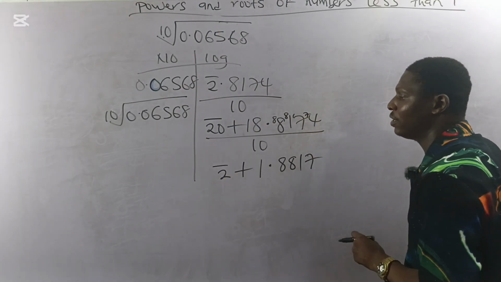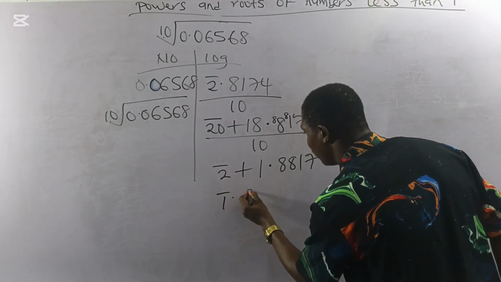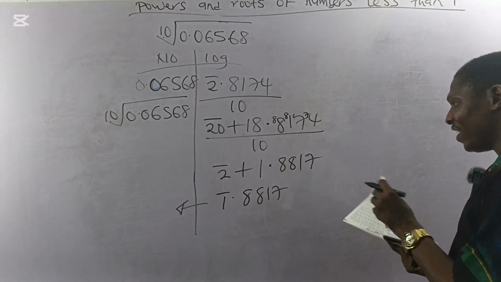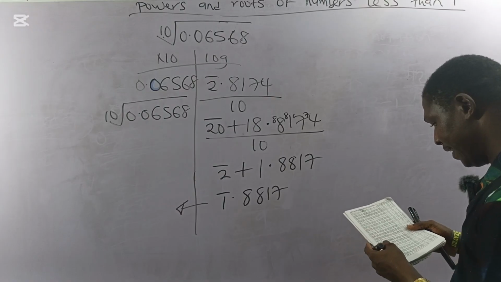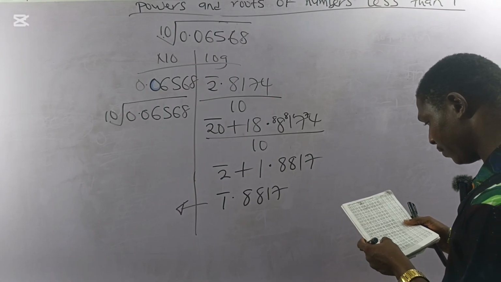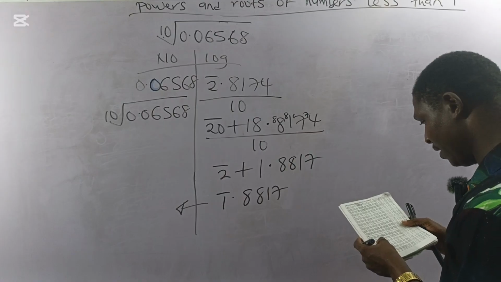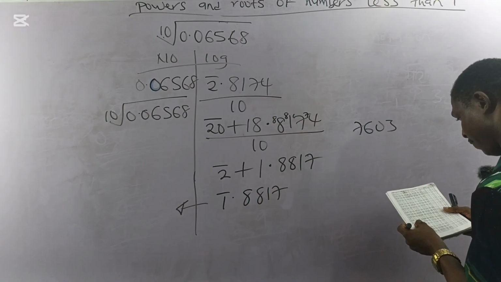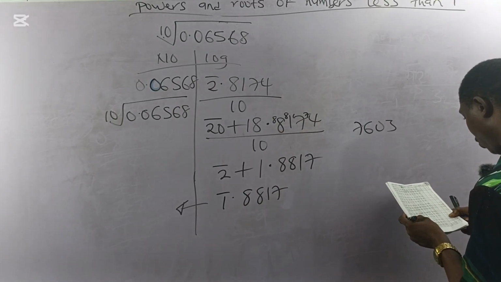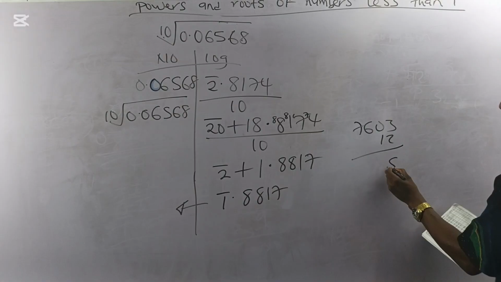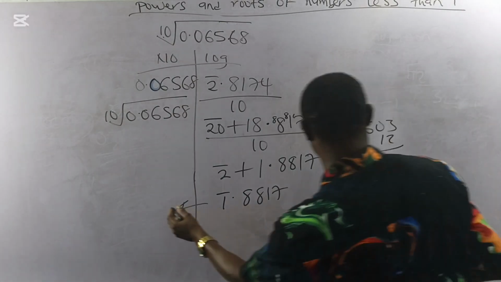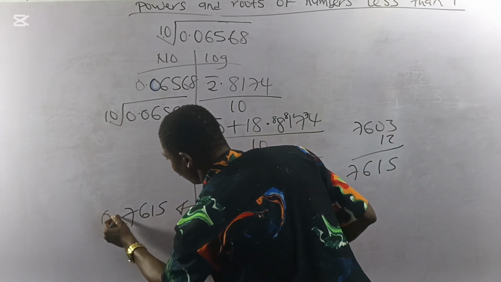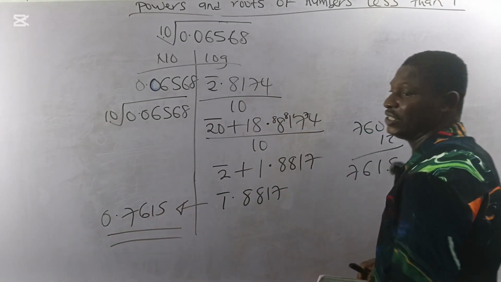So minus 2 plus 1 will give me minus 1, which is bar 1.8817. Now I'll take my anti-logarithm of this. Anti-logarithm of 88 under 1 gives me 7603, and the difference 7 is 12. So I have my 12 here. This will give me 5167, which gives me 7615. Since I have bar 1, I'll have 0 point, and this is my answer to this.